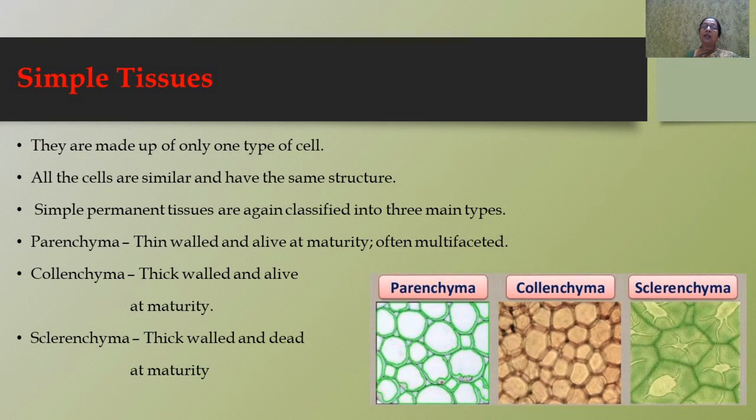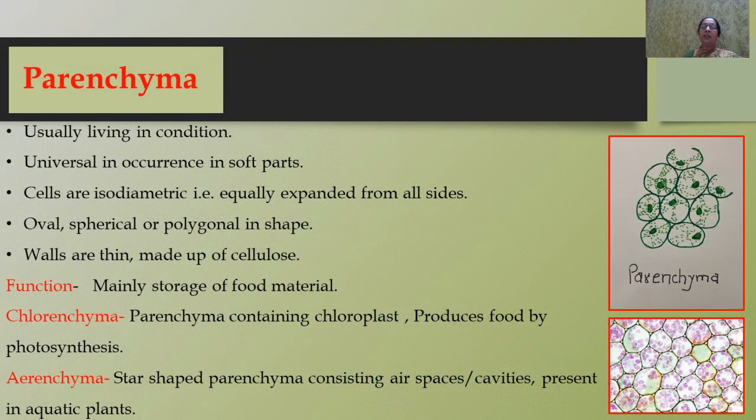They are the permanent tissues, and they are further classified into three main types, that is parenchyma, collenchyma, and sclerenchyma. You can see in the figure the parenchyma cells, which are thin walled and living cells, while the collenchyma are thick walled and living cells, while the sclerenchyma tissues are thick walled and dead cells. We will now see the parenchyma in detail.